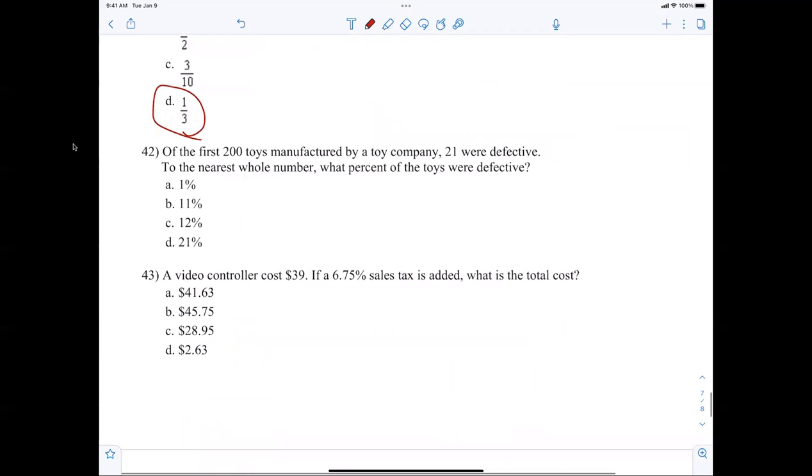All right, 42. Of the first 200 toys, 21 were defective. So part to whole, that's what I want you to think of. What part was defective out of 200? All right. So technically that's what? 10.5%. Does everybody agree with that? But it says round to the nearest whole number. So we're going to make that 11%. All right, is everybody good with this?